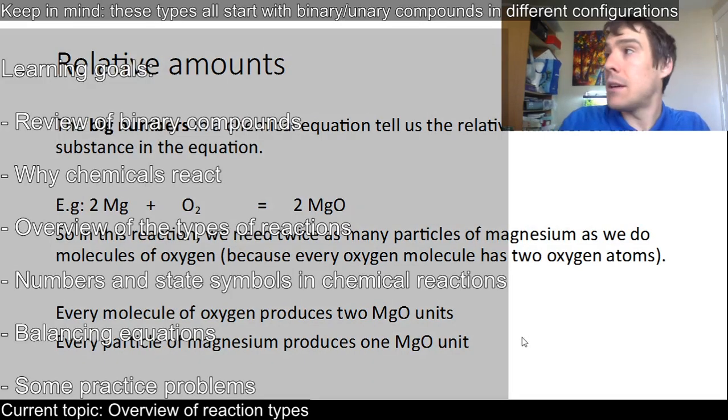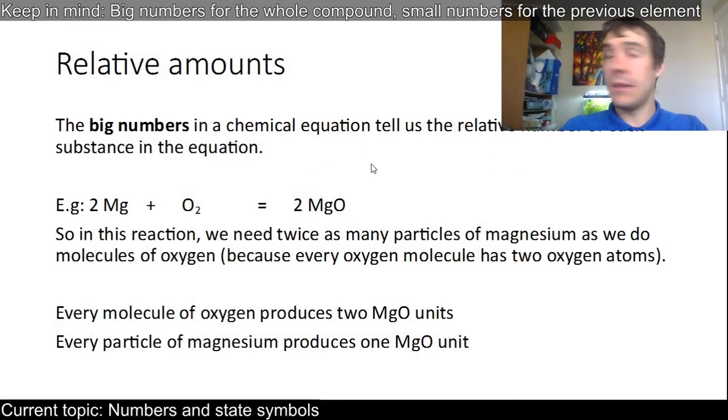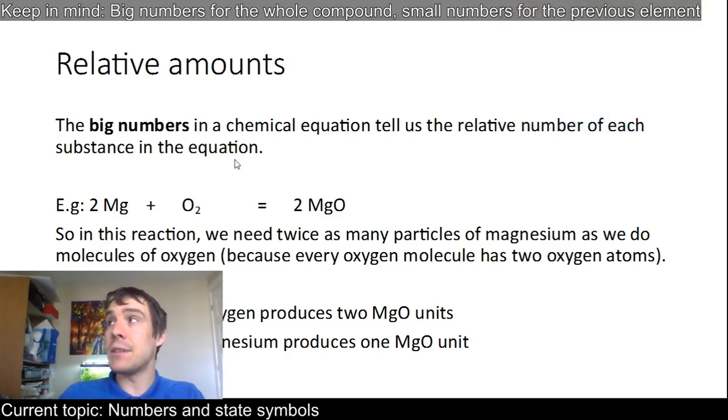Now we're getting into our last piece, which is about balancing, so numbers and state symbols and balancing. So I'm going to pause and get that set up. All right, numbers and state symbols. The big numbers in an equation tell us the relative numbers of that substance. Relative number of each substance in the equation. So for example, when we have 2Mg plus O2 becomes 2MgO, that 2Mg is telling us we have 2 magnesiums.